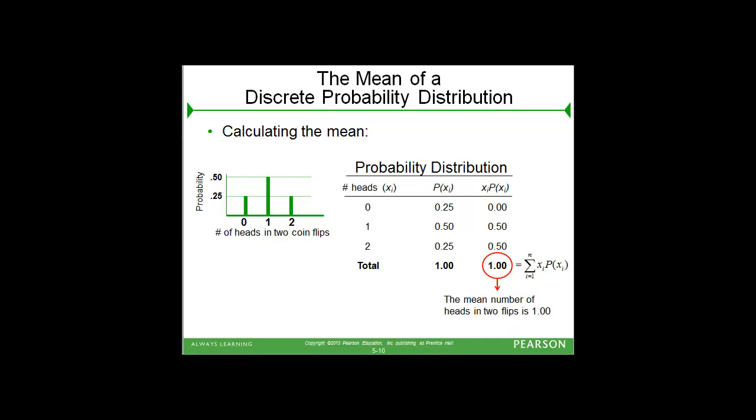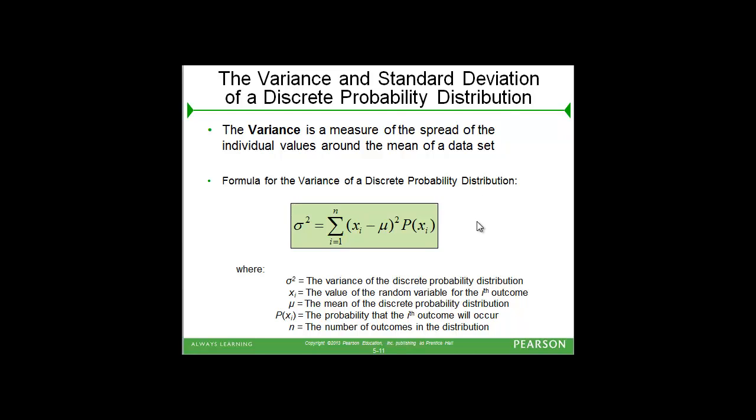Next, let's see how we compute the standard deviation of a discrete probability distribution. First we need to find the variance, because the standard deviation is the square root of the variance. Both variance and standard deviation measure the spread of individual values around the mean of the data set. The formula for variance is like this. Sigma squared is the variance of the discrete probability distribution, equal to, again, sigma, the sum, which means summing the items up.